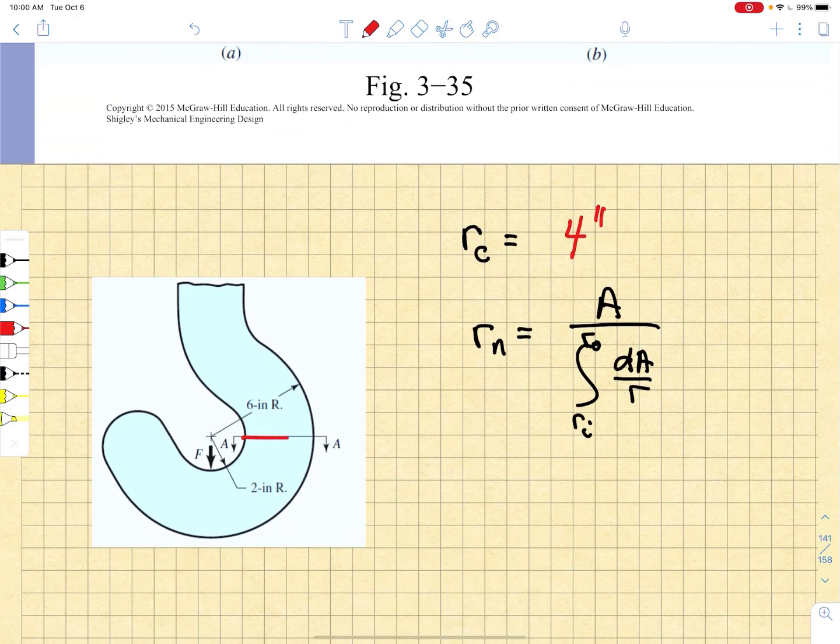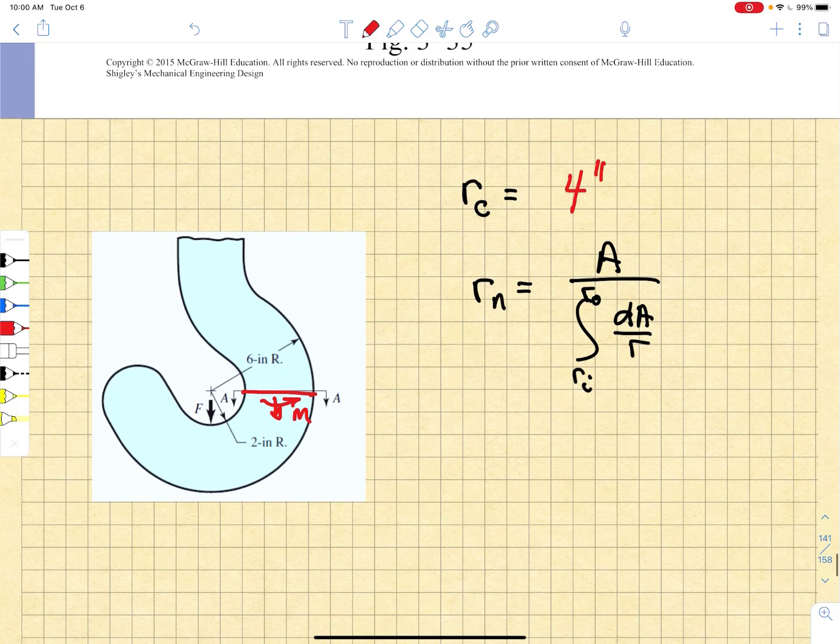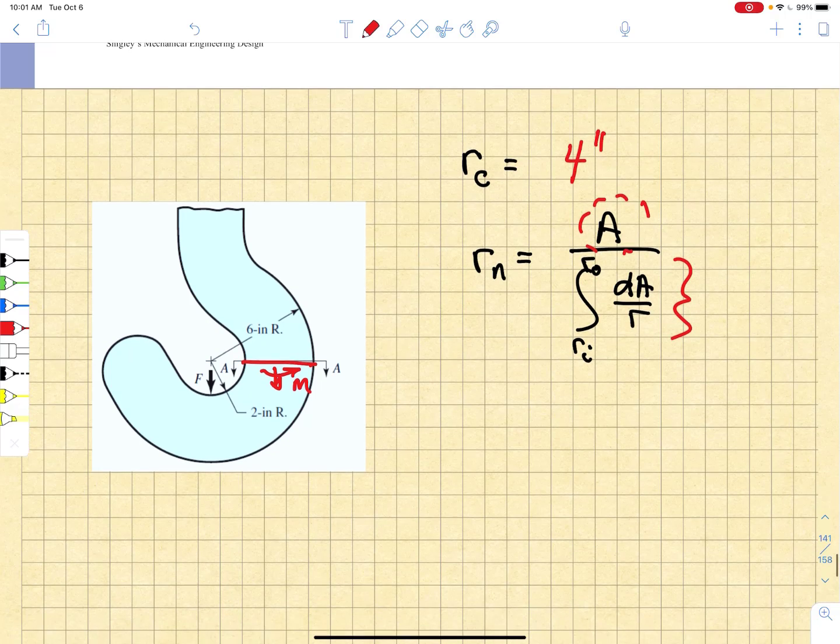If we look at a section here, we have force and moment acting. We have to find what the neutral axis is, and that is we take the cross-sectional area and divide it by the integral from the inside to the outside of 1 over r dA. The cross-sectional area is just 4 inches times 3/4 of an inch, which is 3 inches squared.